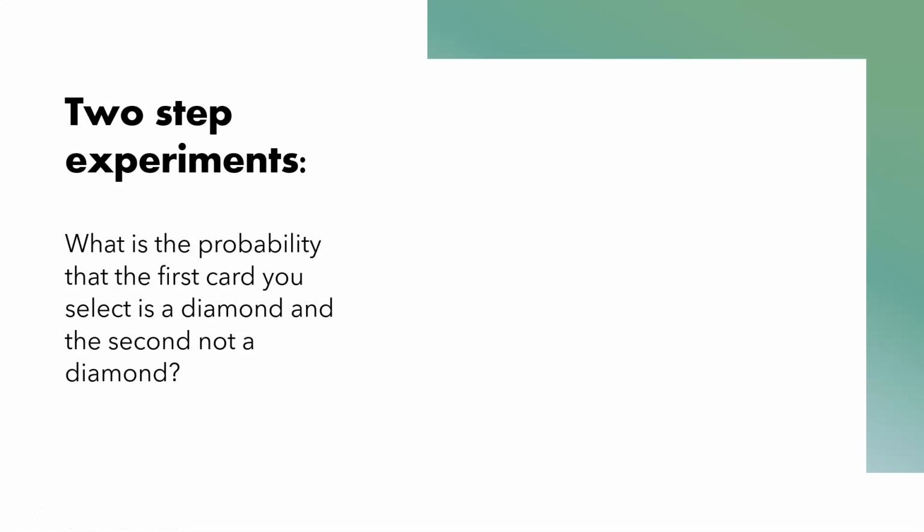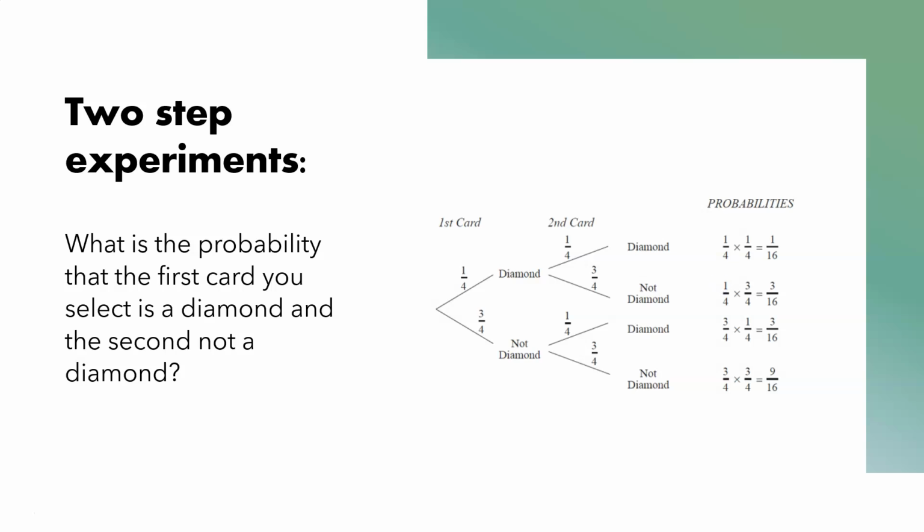Okay, so let's think about our 2-step experiment. What is the probability that the first card you select is a diamond and the second one is not a diamond? Okay, so we're looking for the first card being a diamond and the second one not a diamond. So we've got a diamond, not a diamond. This is going to be our probability. There's a 3 out of 16 chance that we would draw a diamond followed by not a diamond.